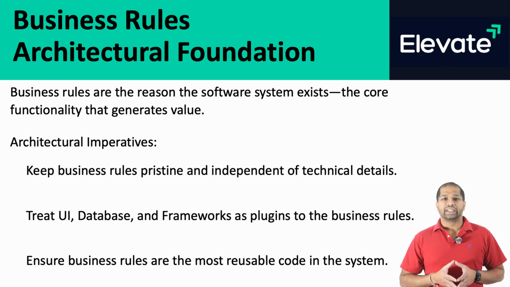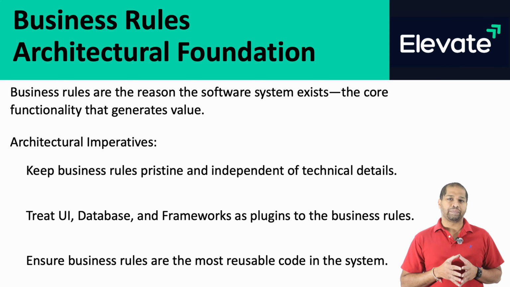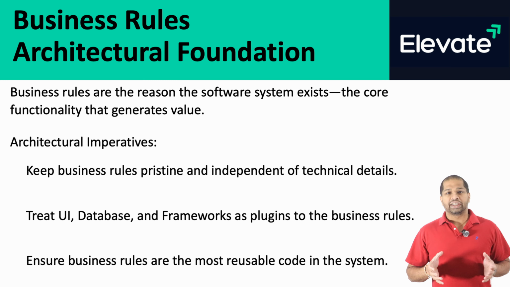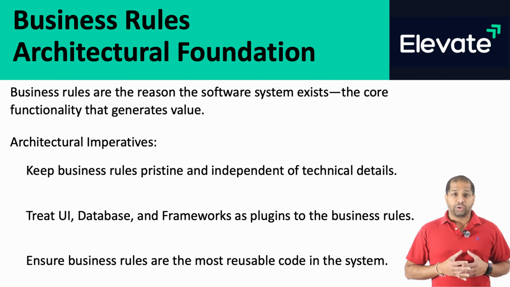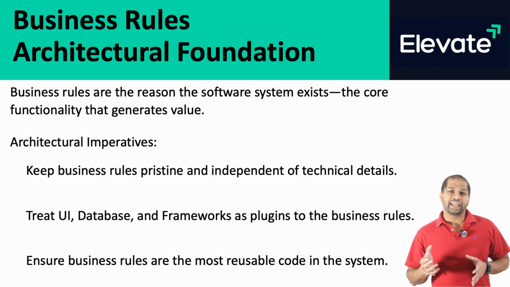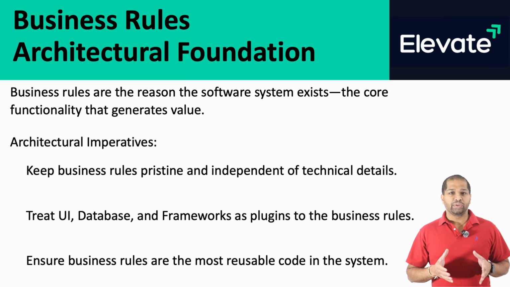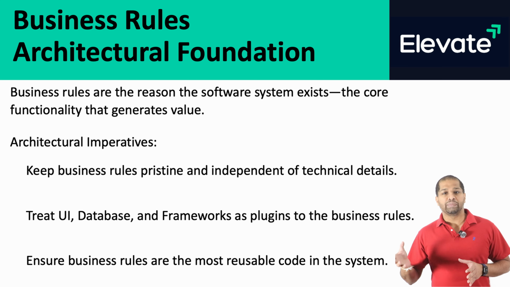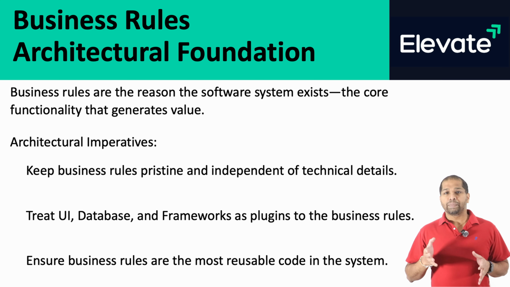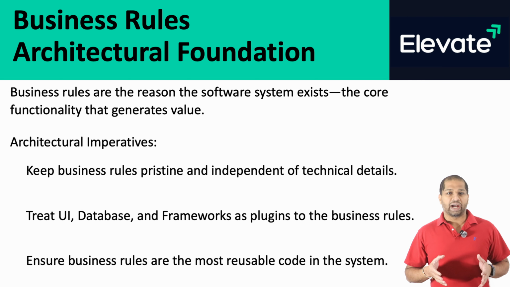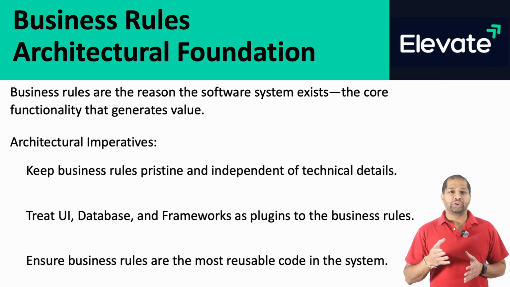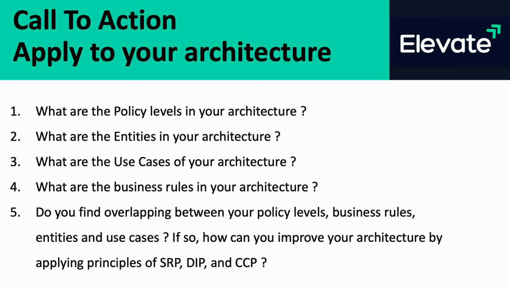In conclusion, the message of these principles is clear. Business rules are the architectural foundation. Our goal is to keep this core pristine and independent. We achieve this by treating all other concerns, the UI, the database, the web framework, as mere plugins to the business rules. By following the principles of policy, level, and dependency inversion, we build software that is truly clean, robust, and enduring. Now let's quickly apply these principles to your architecture.